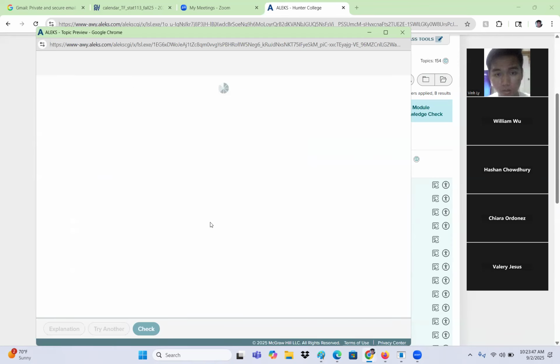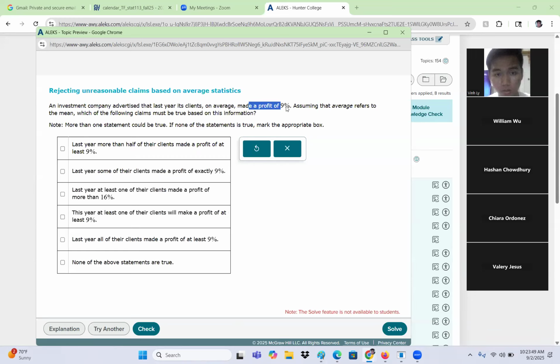Let me try another. So they make 9% profit from last year. More than half of the clients make a profit of at least 9%. That is not true. Last year, some of the clients made a profit of exactly 9%. That is not true. Last year, at least one of the clients made a profit of more than 16%. That is not true. This year, at least one of the clients made a profit of at least 9%. This year is not true, it should be last year. So none of these should be true.